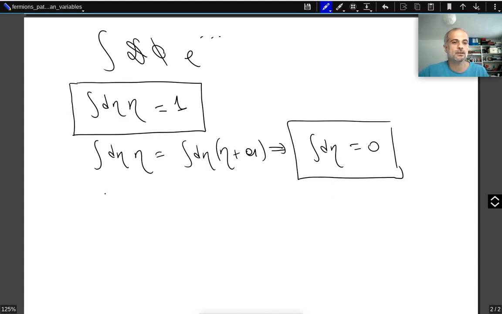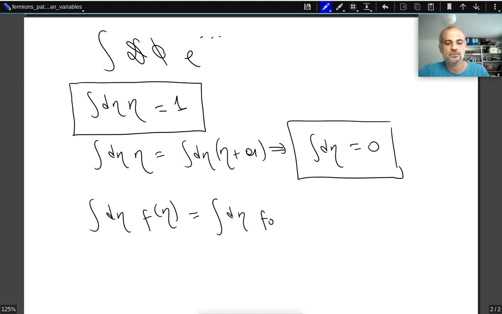Now if you look at the integral of some function of the Grassmannian variables, f of eta equals f0 plus f1 eta. The f0 is a constant taken out of the integral, and we are left with the integral of d eta, which is 0. f1 is taken out of the integral, and we are left with the integral of eta d eta, which is just 1. So this integral is just f1.